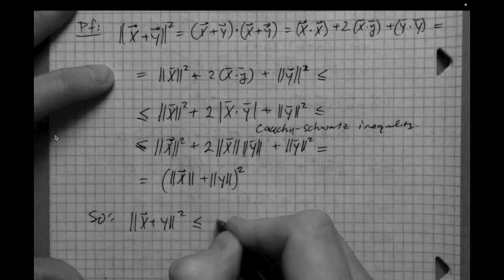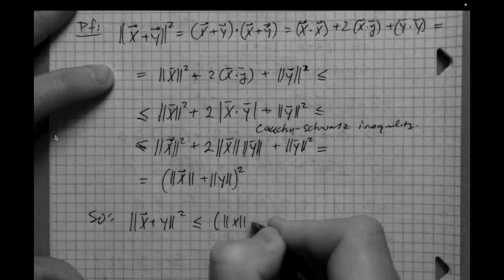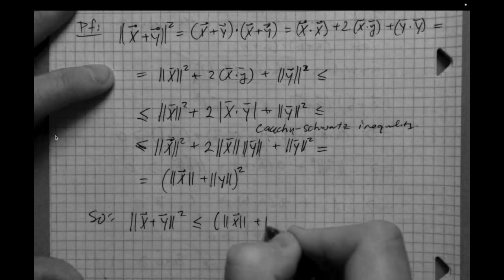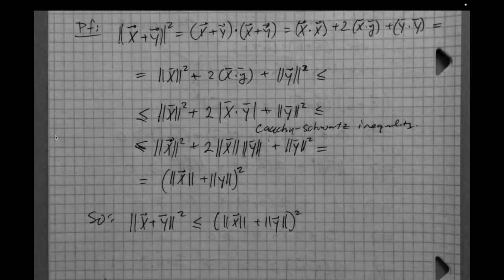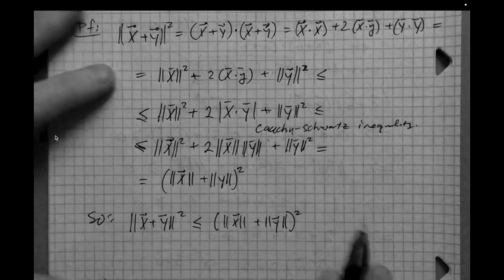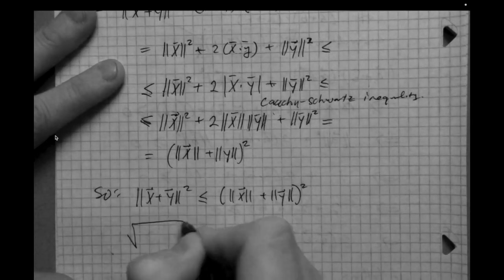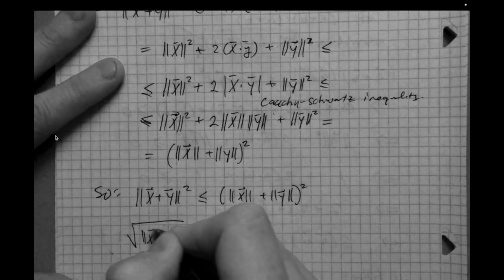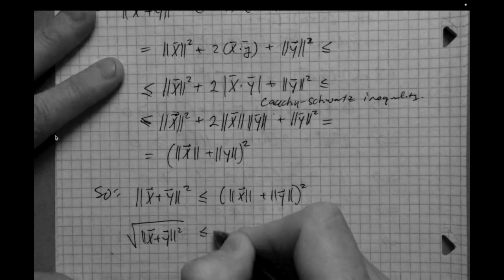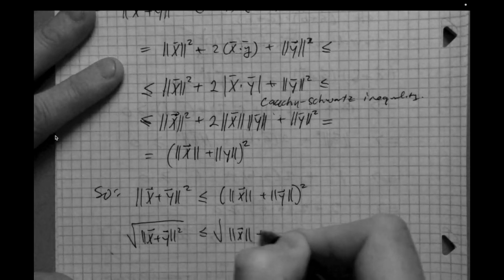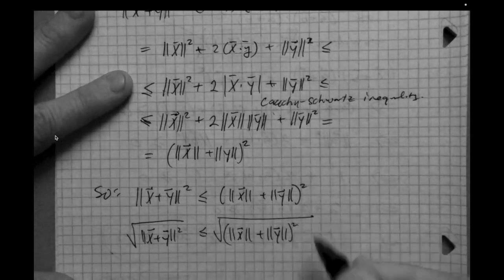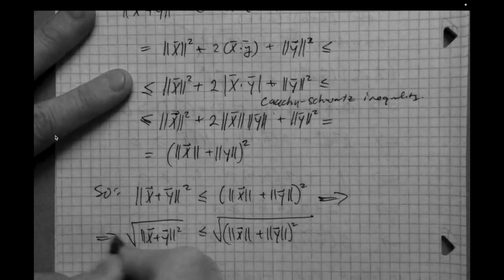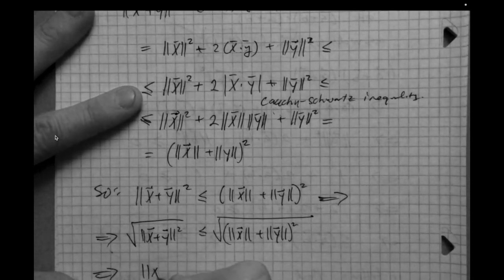So this is less than or equal to this guy here. That's not what the theorem is about, but we can easily just take the square root of both sides. If I take the square root, then I get what I'm really after, which is this guy.